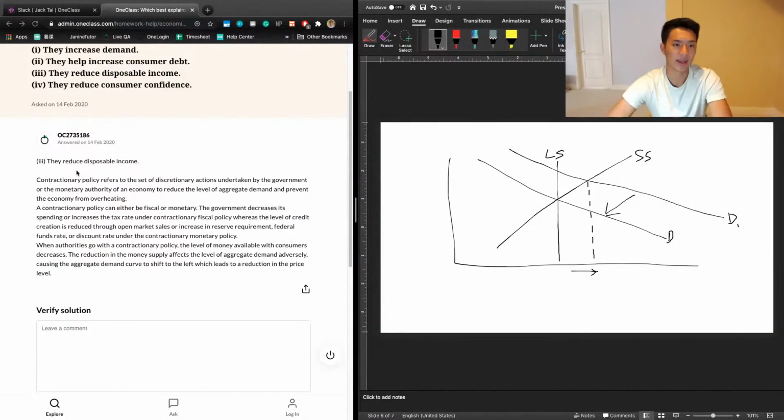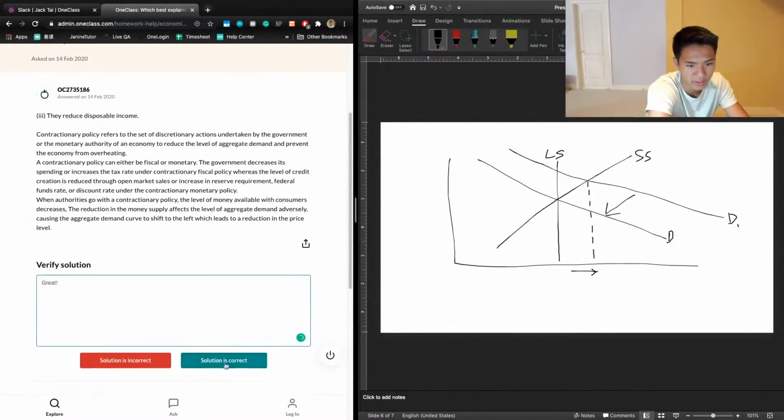They also said 3, and they said that contractionary policy refers to the set of discretionary actions undertaken by the government or the monetary authority of an economy to reduce the level of aggregate demand and prevent the economy from overheating. A contractionary policy can either be fiscal or monetary. The government decreases its spending or increases the tax rate under contractionary fiscal policy, whereas the level of credit creation is reduced through open market sales or an increase in reserve requirements, federal funds rates, or discount rates under the contractionary monetary policy. When authorities go with a contractionary policy, the level of money that is available for consumers decreases, and the reduction in the money supply affects the level of aggregate demand adversely, causing the aggregate demand curve to shift to the left, right here, which leads to a reduction in the price level rate.